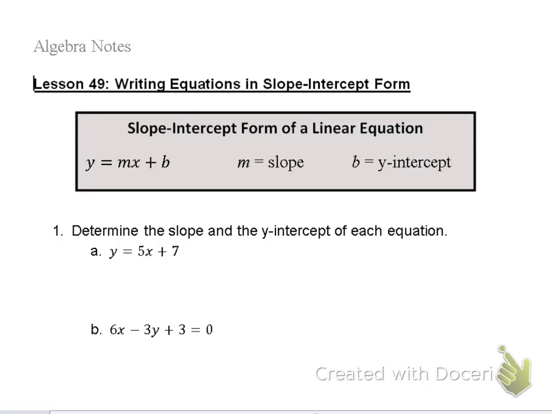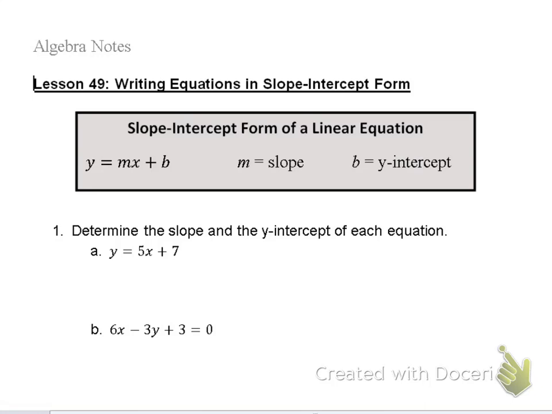And just as a reminder, at the top of your notes, I've included a box that has slope-intercept form, which is y equals mx plus b. And just a reminder that the m stands for slope and the b stands for y-intercept. So those letters will always stand for those two things.